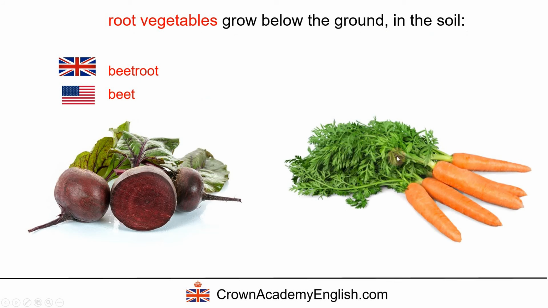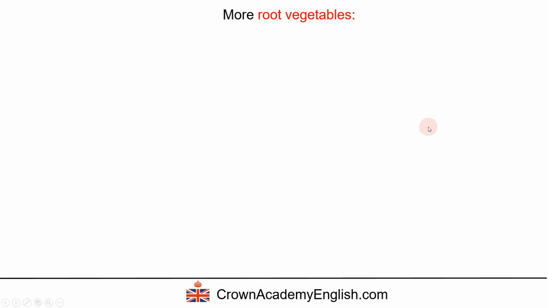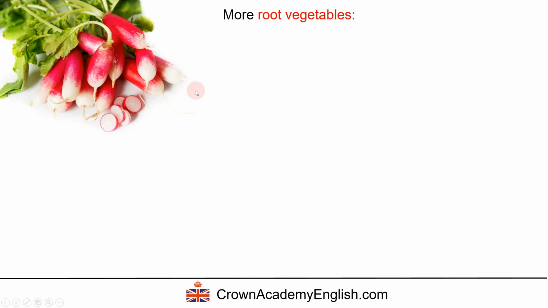And of course, a very common word, these are carrots. So carrots are an example of a root vegetable. Okay, this part grows below the ground in the soil. And here are some more root vegetables. This is called a radish. So the singular form is radish, and the plural form is radishes, E-S at the end. So these are radishes.